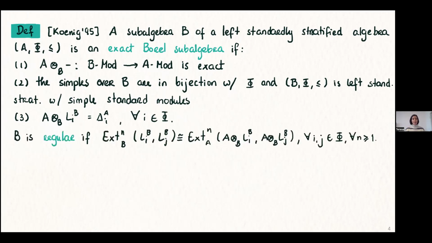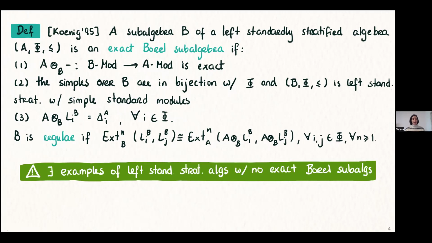Now, we say that B is regular if it is a homologically well-behaved exact Borel subalgebra. So in that case, we require that these Ext groups over here are isomorphic for every i, j in phi and for every n greater or equal to 1.